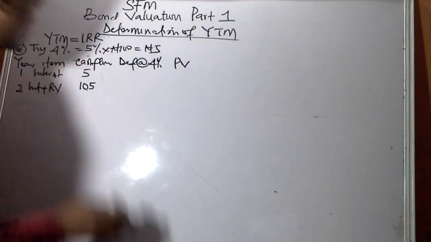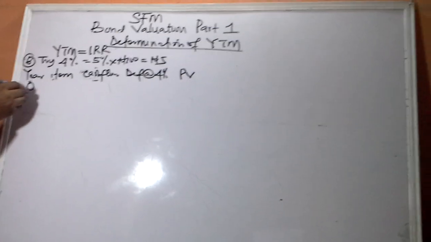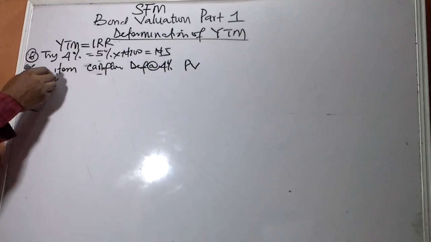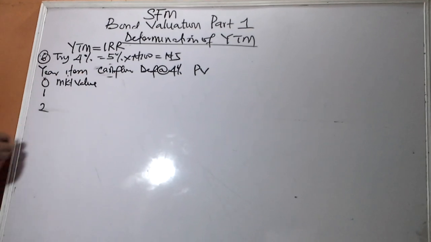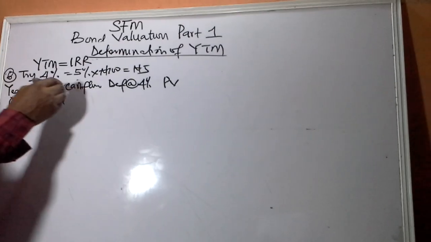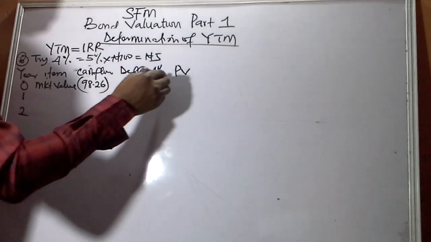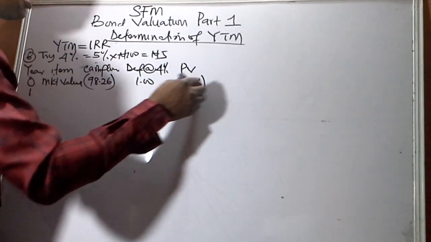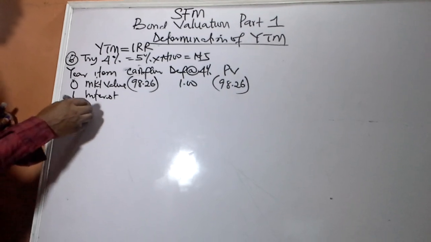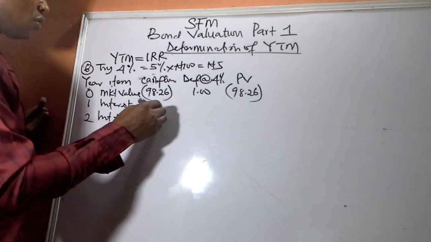Year 0, then year 1, year 2. Year 0 is the year you are making the investment. So what is the market value of the bond here? It is 98.26. Here you have 98.26 at year 0. Year 1 you have your interest. Year 2 your interest plus redemption value, your 5 naira and your 105.